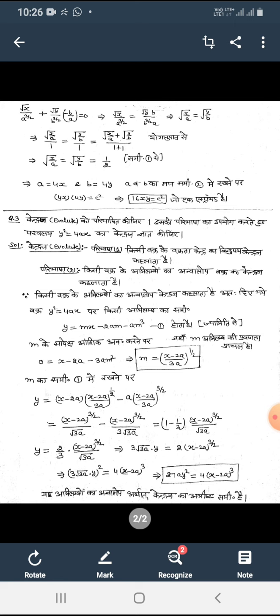Because the envelope of the normals of a curve is called the evolute, therefore the equation of the normal for the given curve y square equal to 4ax, for each value of m, will be y is equal to mx minus 2am minus am cube. Equation number 1 by the geometry.